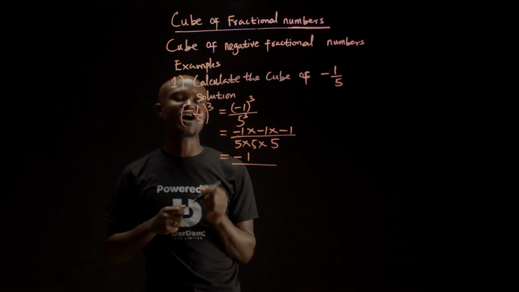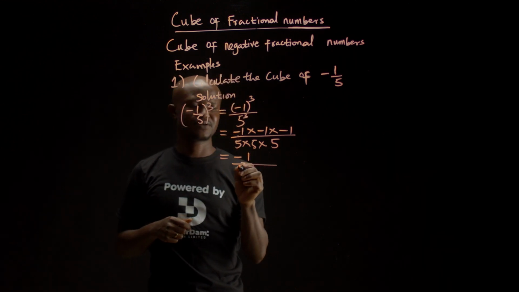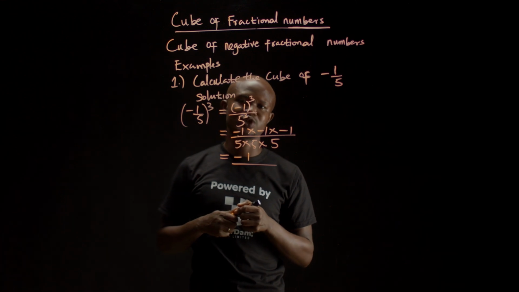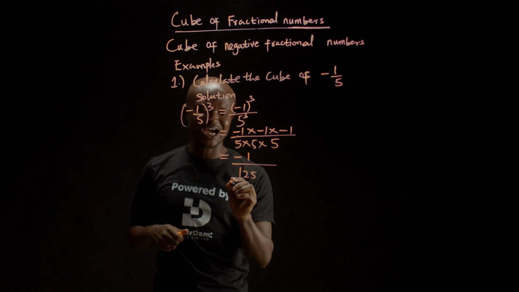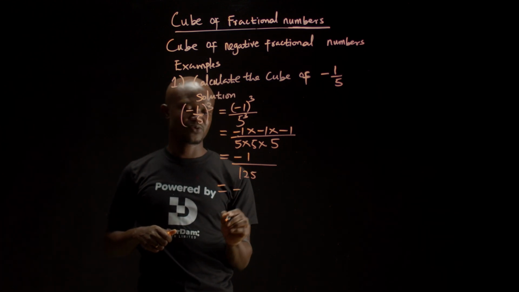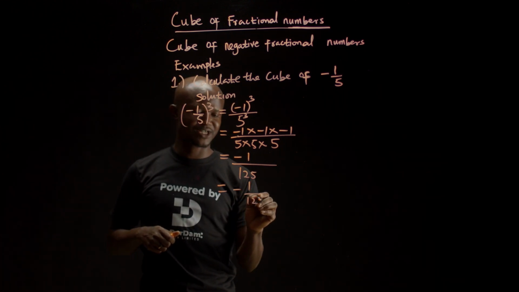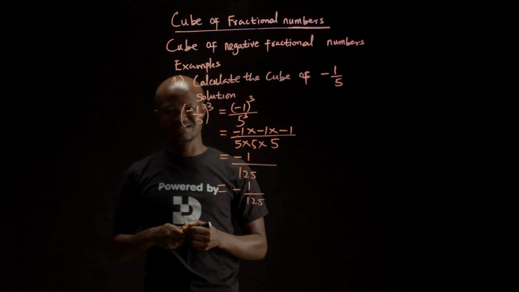Now, 5 times 5, what do we have? 25. Then times 5, what do we have? 125. We can also write this as -1/125. That is the solution to the problem.